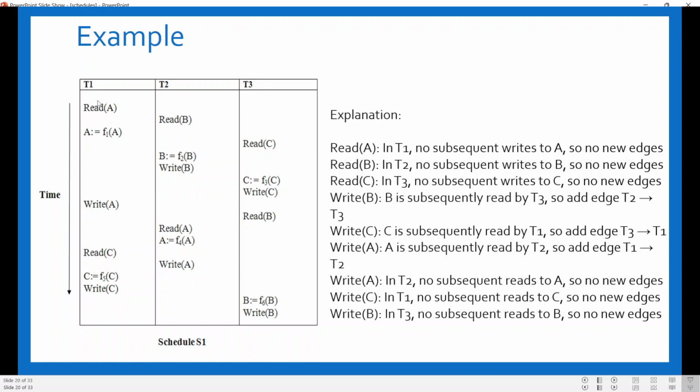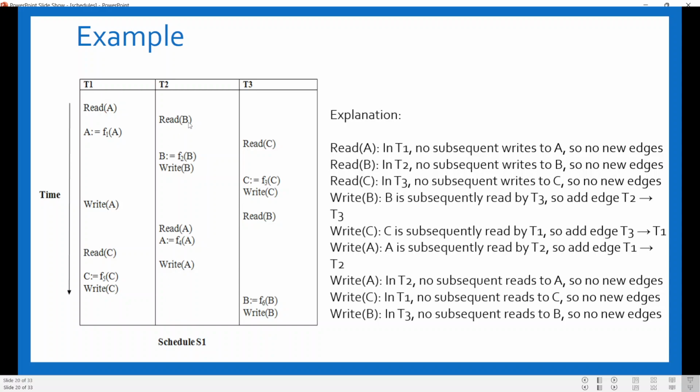Now what we do here: the first operation is read A in T1. When you see a read operation, we need to check whether it is followed by a write operation on the same data item. The next reads are read B in T2 and read C in T3. There are no subsequent writes to this data item A. So there is no edge connecting T1; we are not connecting anything.